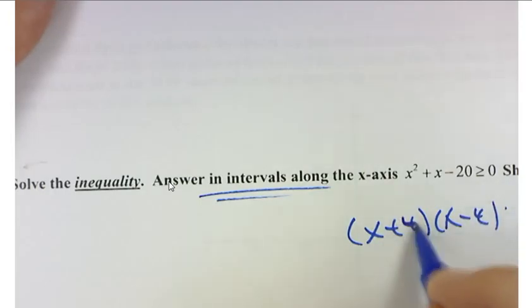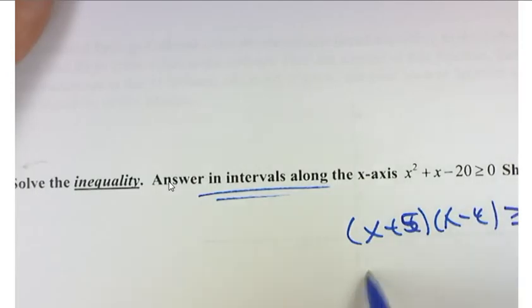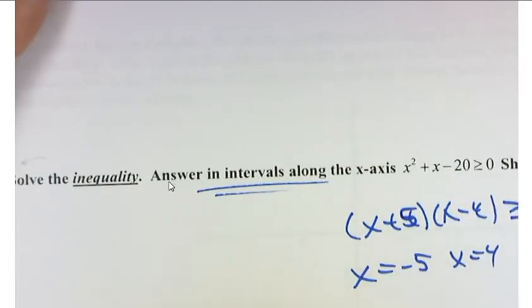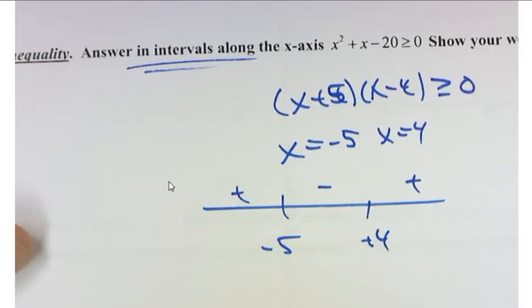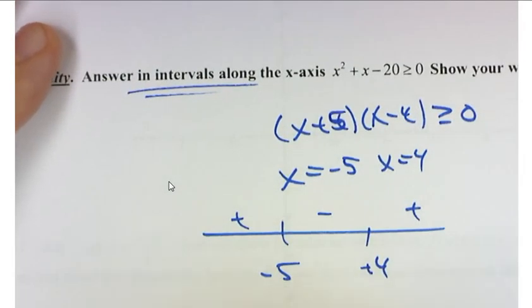This should be a 5. X equal -5, x equal 4. And then you test points. Positive, negative, positive, etc. So in this case, you want the positive intervals from -infinity to -5, union 4 to infinity.